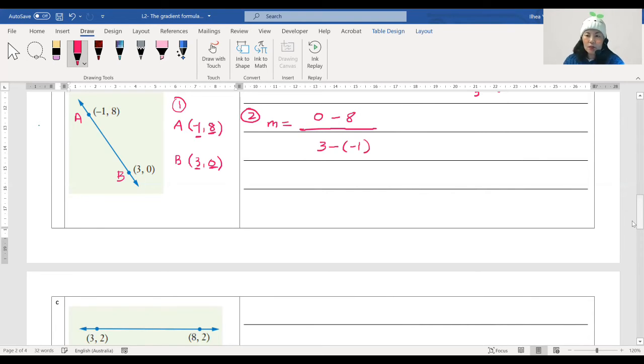Now, it's a good idea to put in brackets, okay, because it's minus minus. Anyway, on the top, we got minus 8. On the bottom, we got 3 plus 1, okay, because that becomes plus. So therefore, I have minus 8 over 4, which is minus 2. Now that makes sense because it's going to your left-hand side, so that means this gradient is negative.